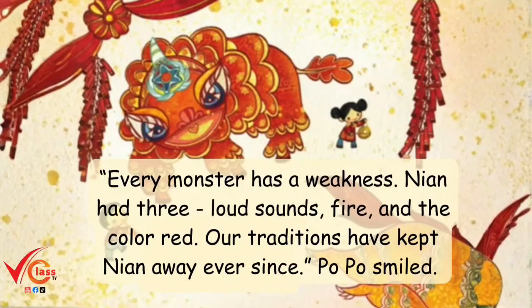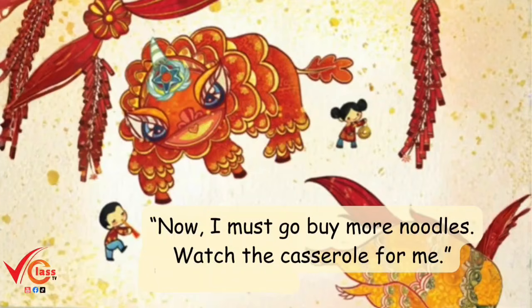"Every monster has a weakness. Nian had 3: loud sounds, fire, and the color red. Our traditions have kept Nian away ever since." Popo smiled. "Now I must go buy more noodles. Watch the casserole for me."